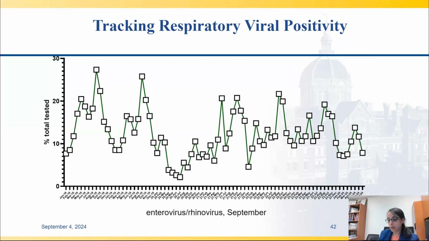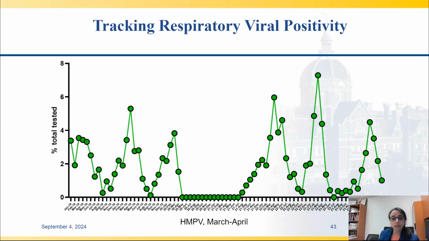So this here is an example of the seasonality of enterovirus in our system. We always see a lot of circulation of enterovirus, which peaks in the month of September. This is another example using human metapneumovirus in our system to show the seasonality, which was impacted in 2020 and 2021 with the COVID-19 pandemic. But we continue to see the seasonal trends now after the pandemic, with peaks around March and April.